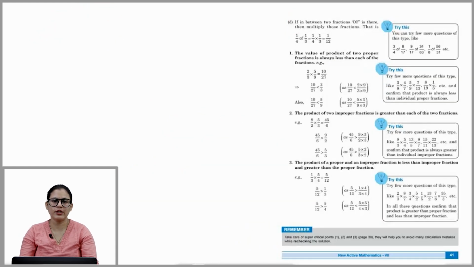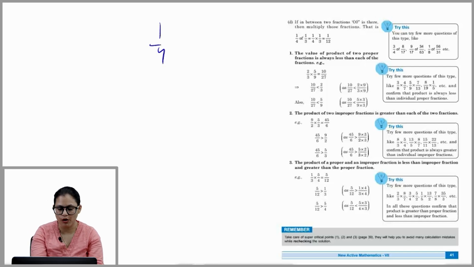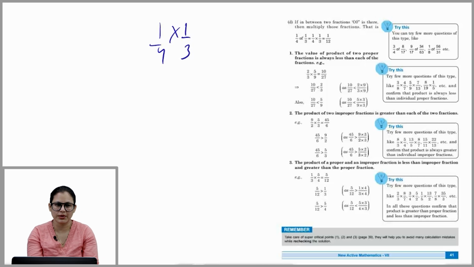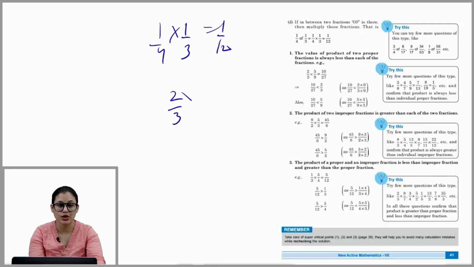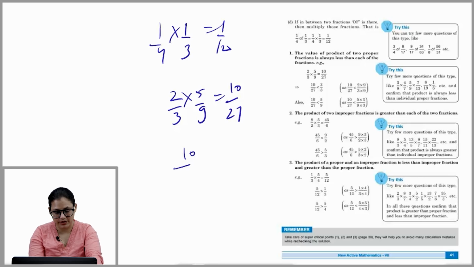D, if in between two fractions of is there, then multiply those fractions. That is 1/4 of 1/3. You have to just multiply them up. So you'll get 1/12. Number 1, the value of product of two proper fractions is always less than each of the fractions. Example, 2/3 into 5/9 is equal to what? 10/27. So 10/27 is less than 2/3 and also 10/27 is less than 5/9.